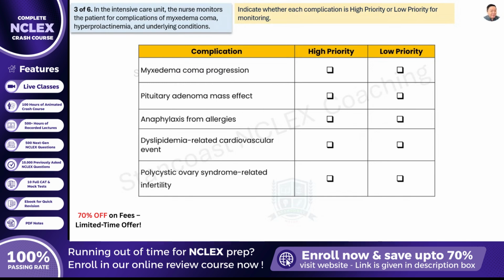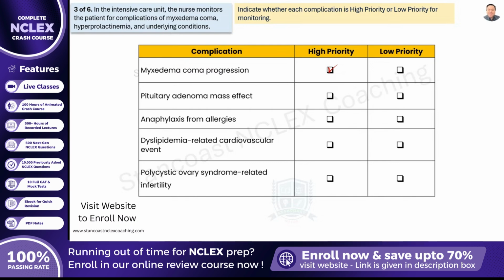Now, let's have the first item, myxedema progression. What do you think about this one? This is a high priority. This is a big red flag. Absolutely, we need to put this in the high priority, because when this patient is in this status, their whole body is basically shutting down from extreme hypothyroidism.